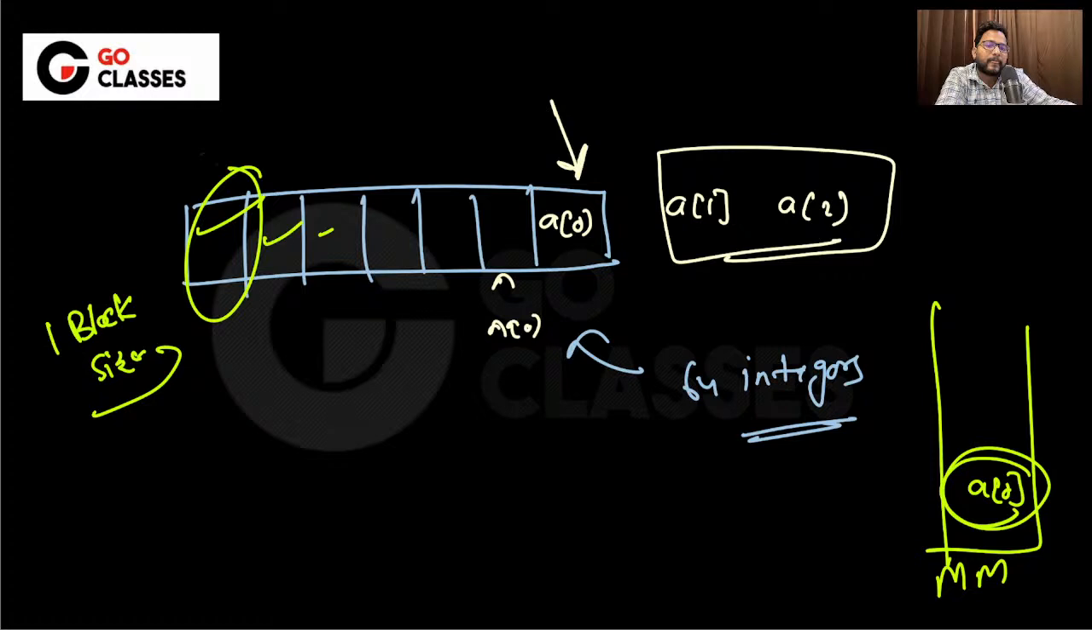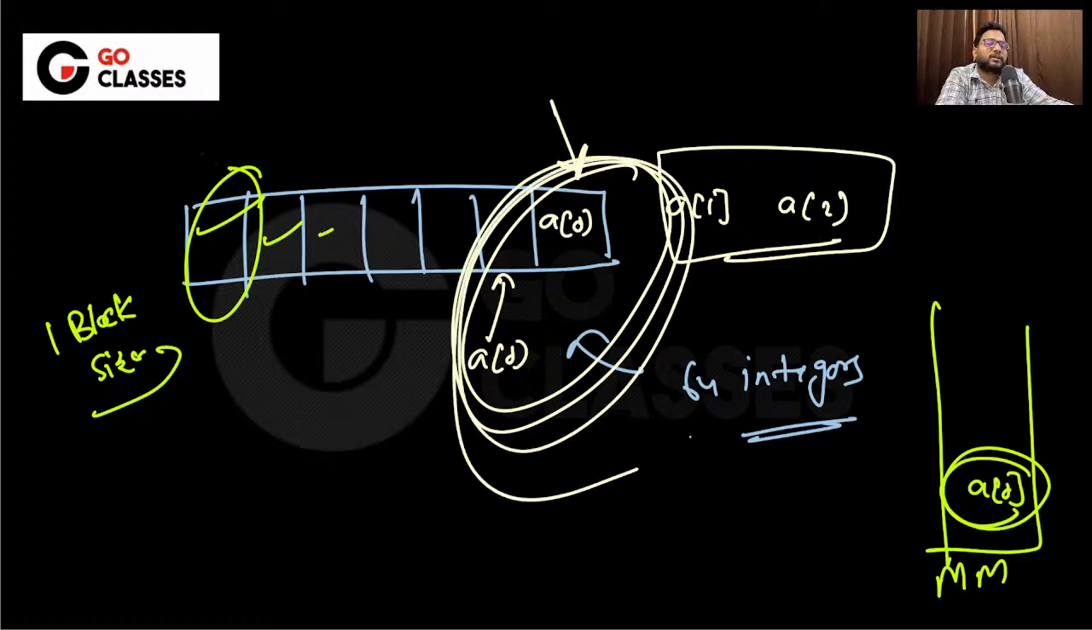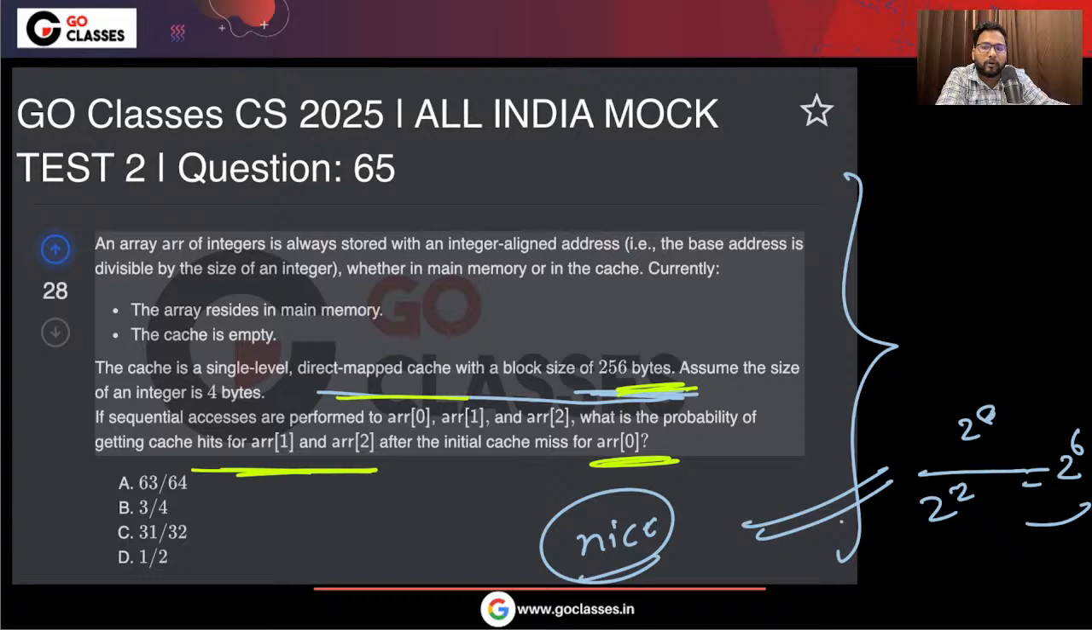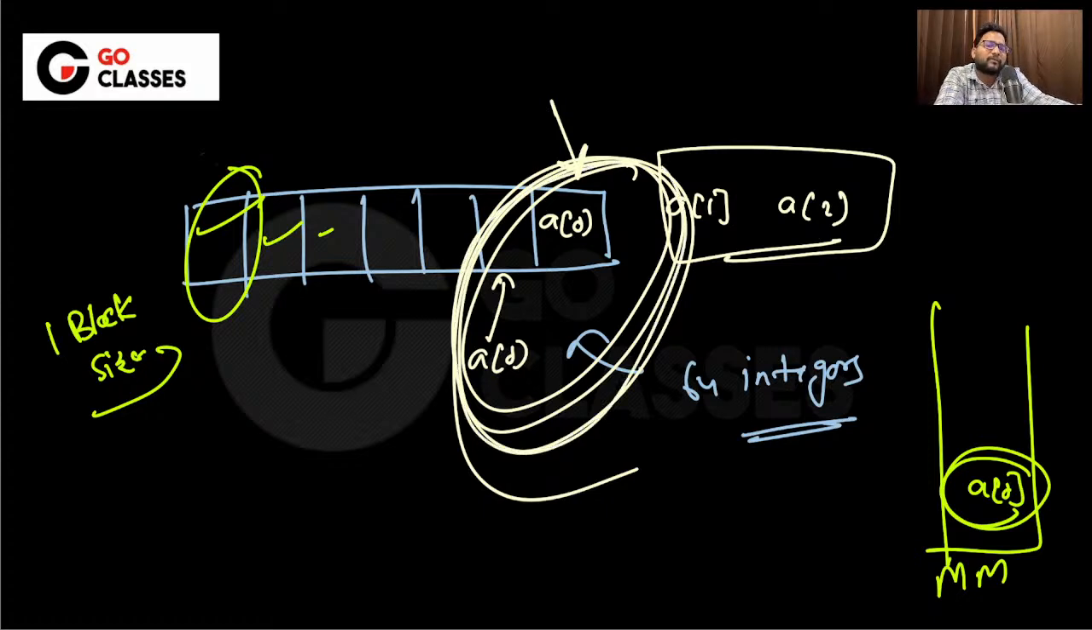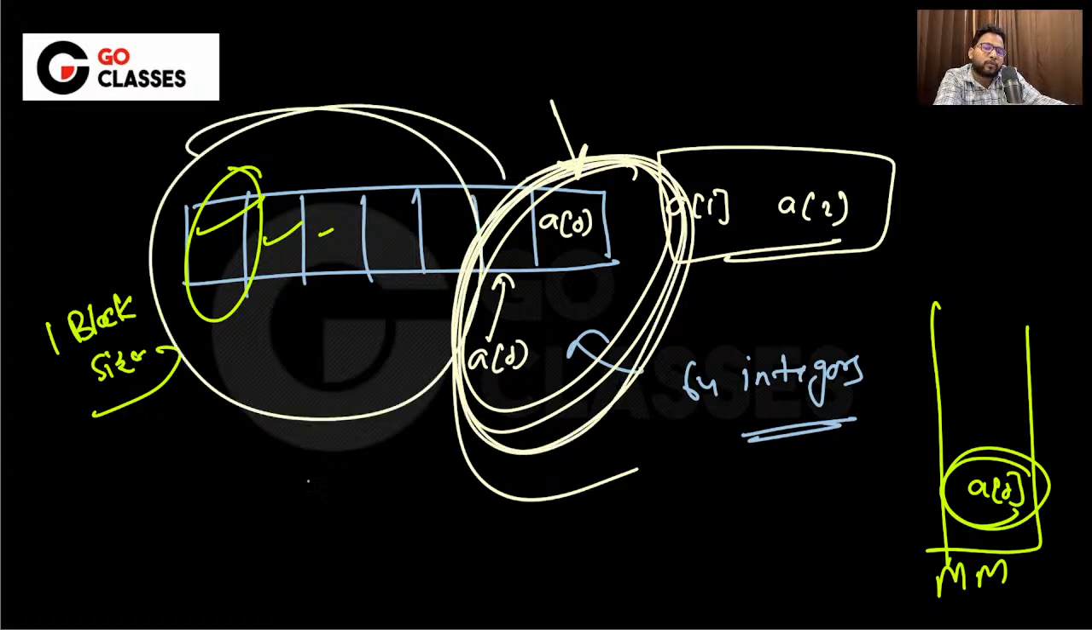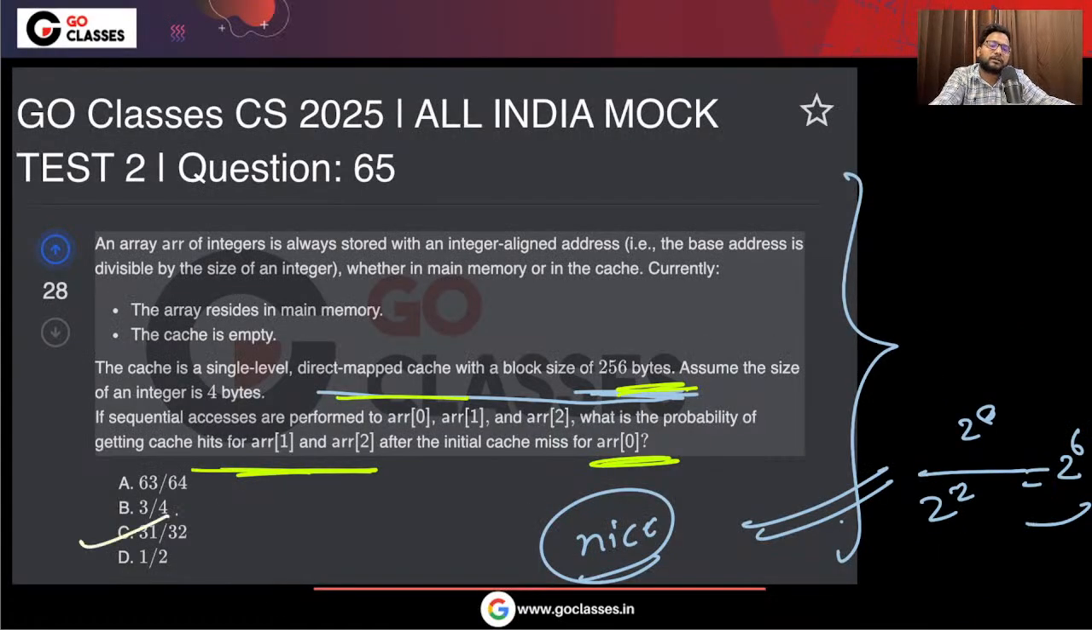So basically you store here or you store here. At these two places, if you store A0, then only there is a problem. I mean, you will be missing, right? They're asking the probability of getting a cache hit, but you will be missing if you store here. Otherwise the remaining 62 positions are good for you out of 64, right? So basically 31 divided by 32. So this is the answer. This was really a nice question.